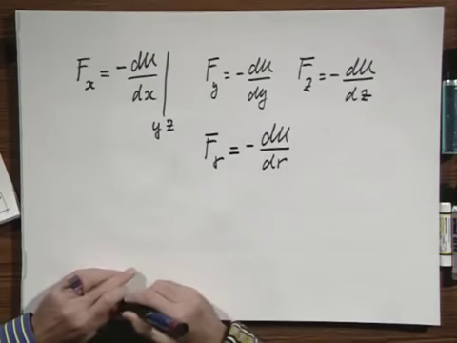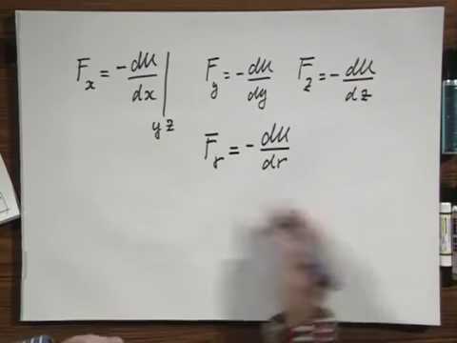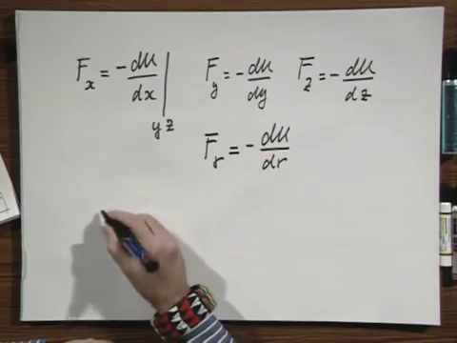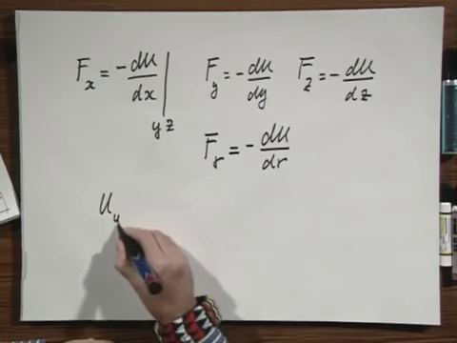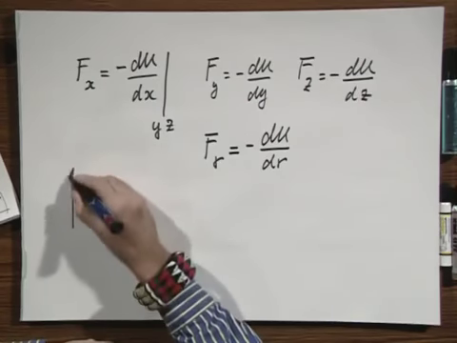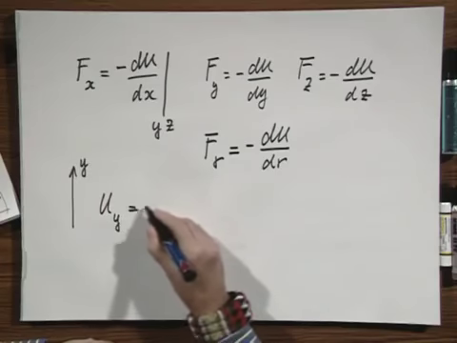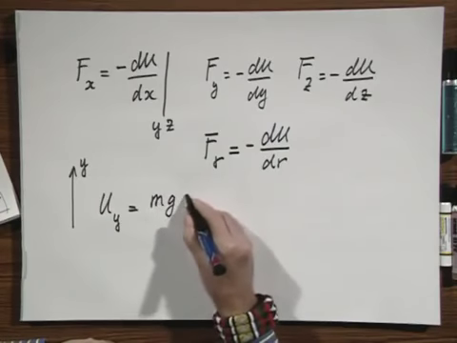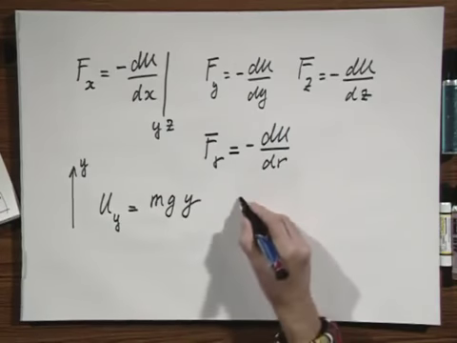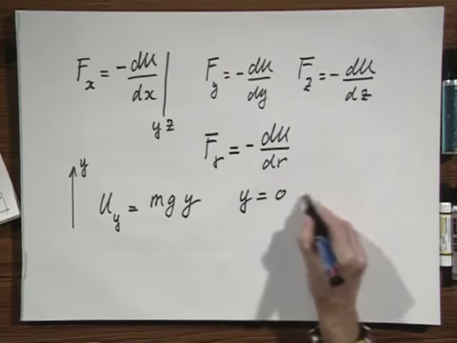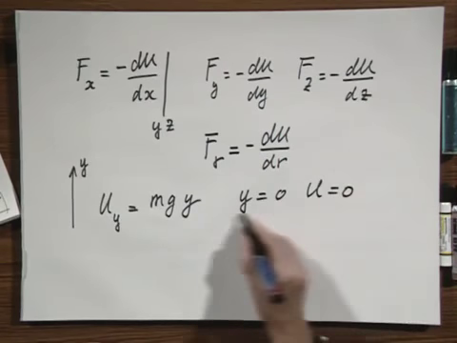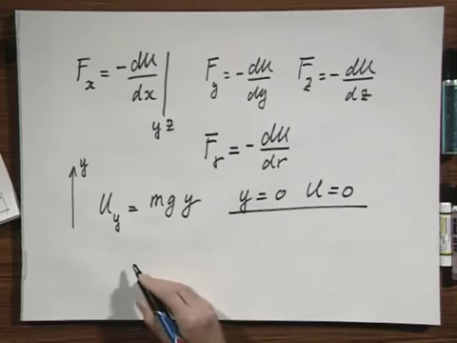Let's take the situation of the table. On the table we had u as a function of y. Y was increasing in this way. Let's call it mgy. I then arbitrarily choose at y equals 0, I choose u equals 0. You are free to do this, but that makes it in this case rather easy.